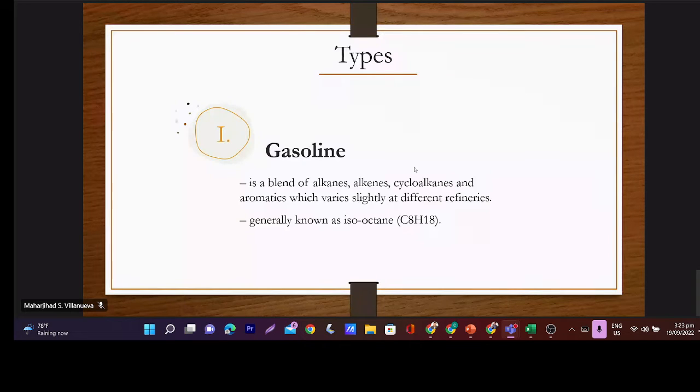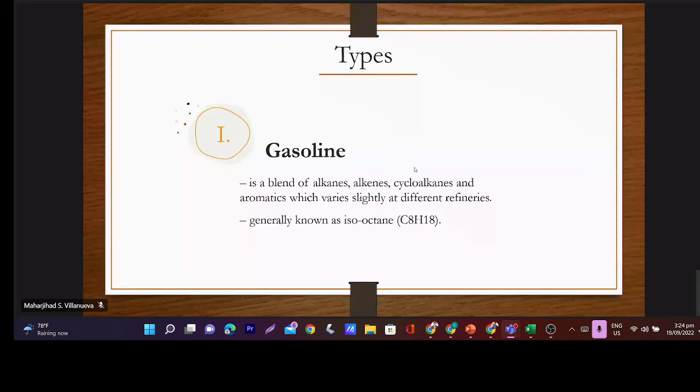So, the types of liquid fuel, number one, gasoline. It is a blend of alkanes, cycloalkenes and aromatics which vary slightly at different references. It is also generally known as isooctane. Octane is a good solvent. It is a fuel's ability to withstand compression without detonating. High octane rating during compression of spark ignited combustion engine, mas nape-prevent po nun yung detonating po.